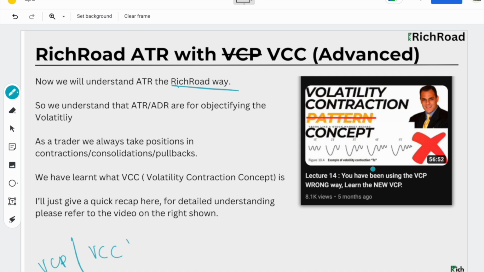So the problem at hand, what we are trying to do, is objectify the volatility. If somebody says tight, what does he mean by saying tight? What is he implying? What is the threshold for something being tight or not being tight? That is important. So we are going to use the ATRs and the ADRs for objectifying the volatility, so that yes, now this is tight.